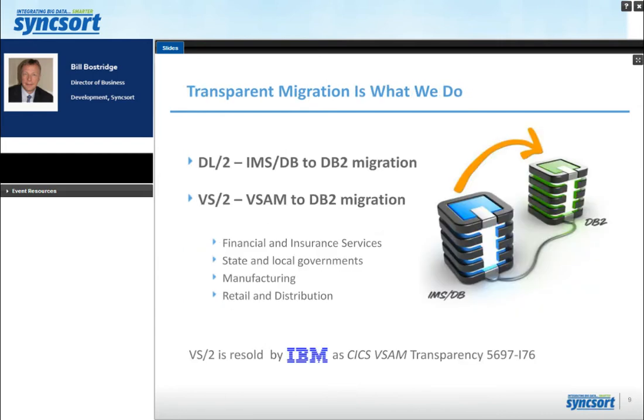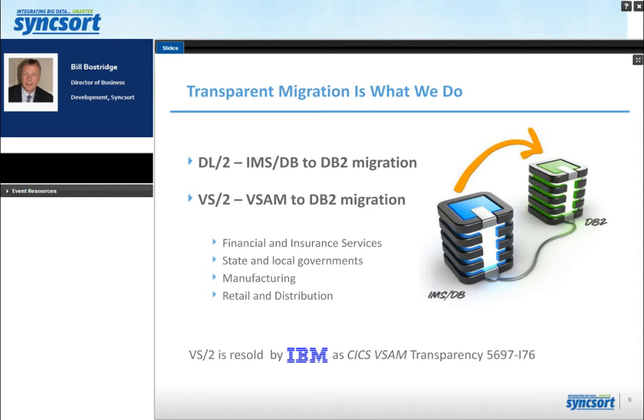Okay, so transparent migration is what we do. We have two distinct products. DL2 is clearly the product that we're going to be talking about today. But we also have a VSAM to DB2 migration tool as well. And that product is resold via IBM as CICS VSAM Transparency for z/OS. They've completed many big migration projects with that product.